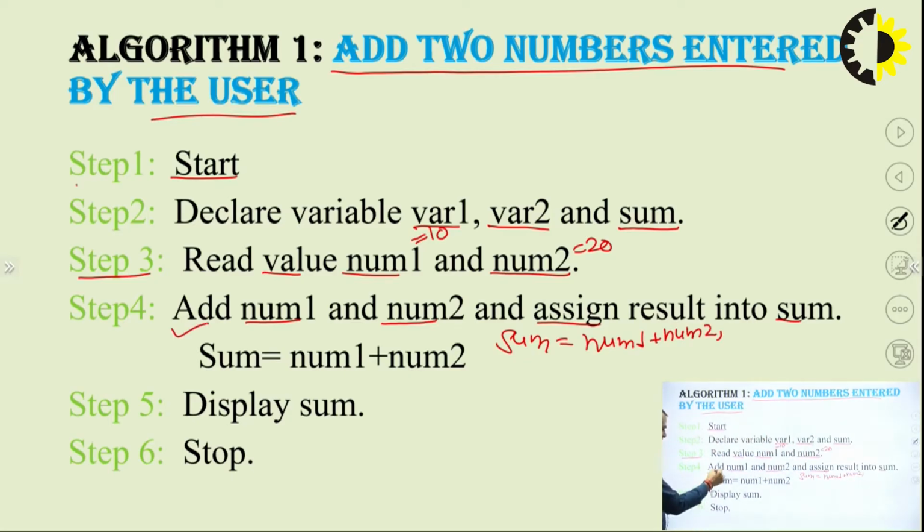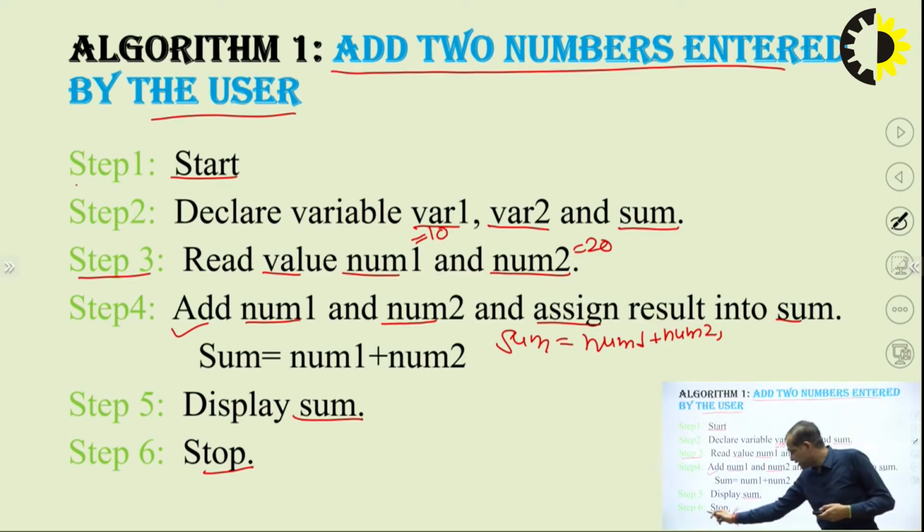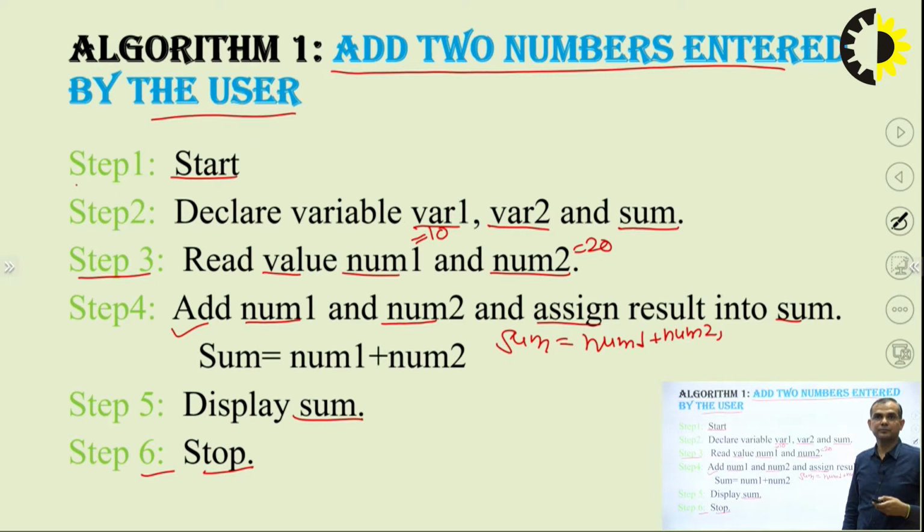This one. Okay, and last, what we do, we have to display the sum and stop. Means when we write this algorithm for adding the two numbers, after adding the two numbers, it will terminate after step 6. Okay, this is the main case. It has a finite number of steps and it will terminate.